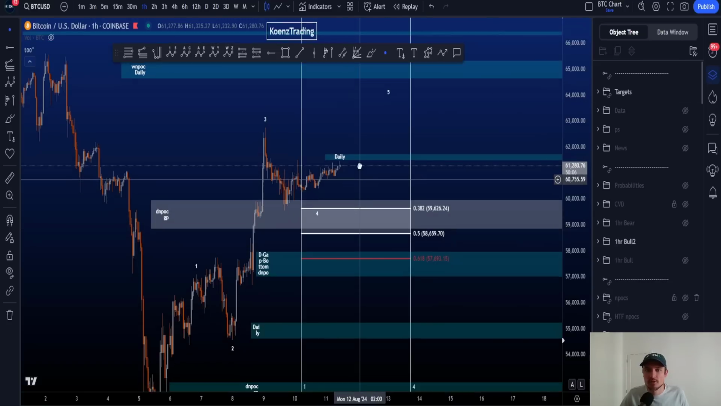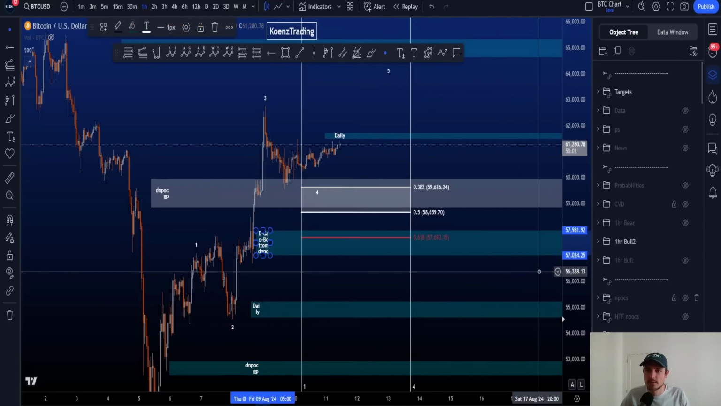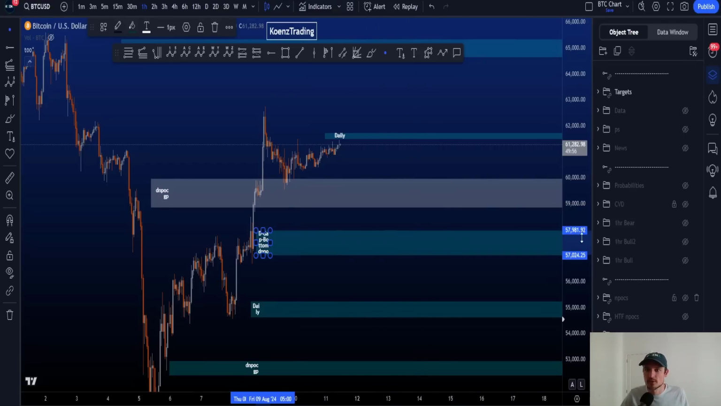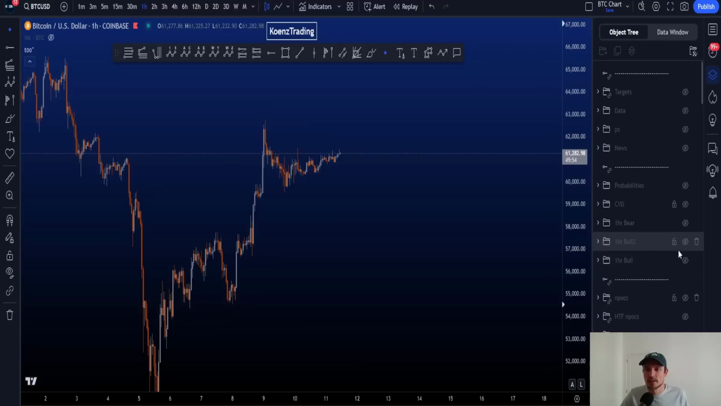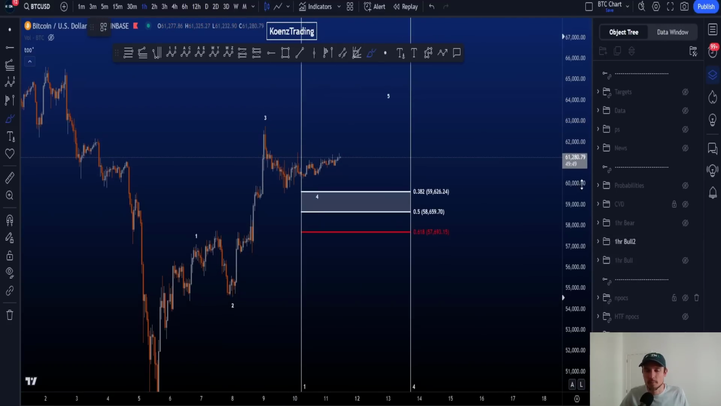63.1K. And to the downside, we do have here a blue box, 57K to 57.9K, which of course is in confluence with the invalidation of this scenario. So that is of course also something we want to keep in mind. But the result of course is the same. You're looking for this high to be taken.